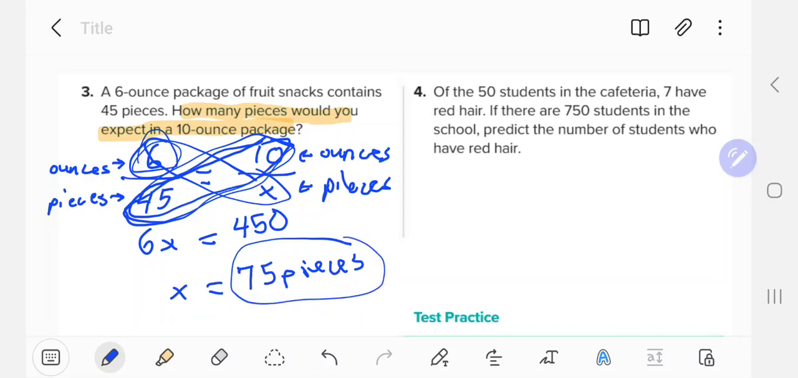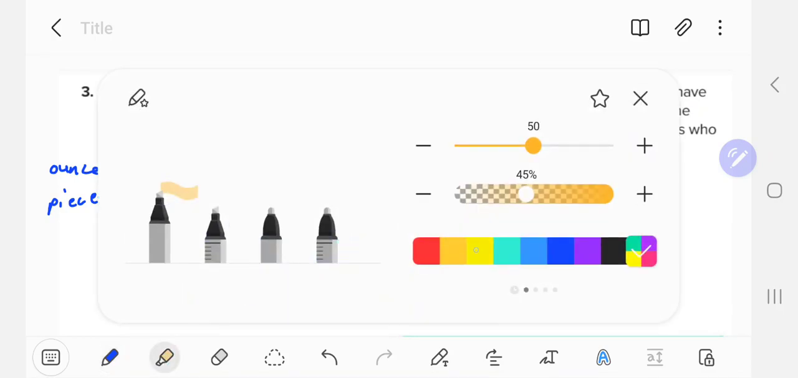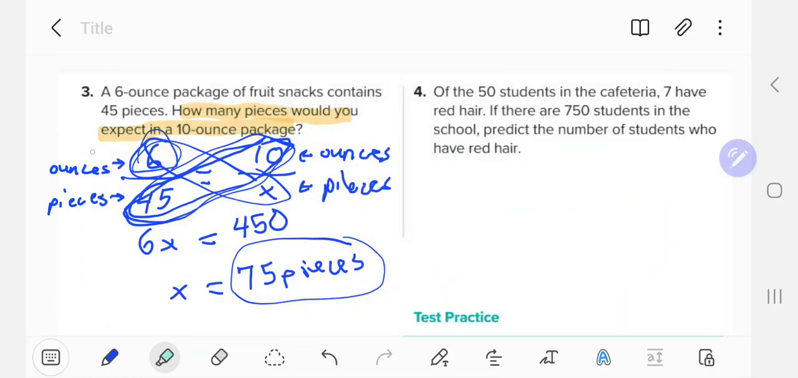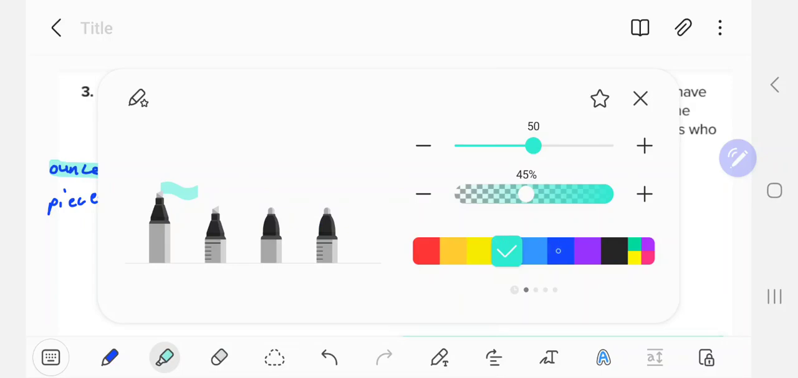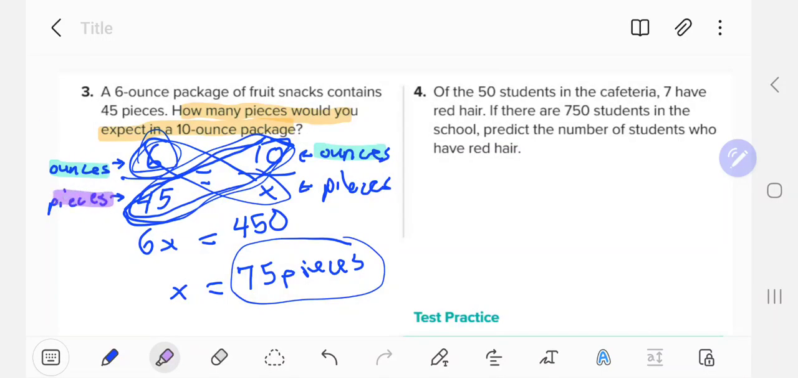All right, let's go look at number 4. The key, sorry, I'm going to go back to this one. The key is that we are constantly lining up the correct units. So wherever we put pieces, that has to be in the same position. If it's on the bottom over on the left, it has to be on the bottom over on the right. We've got to line them up. All right, let's go to that next one.